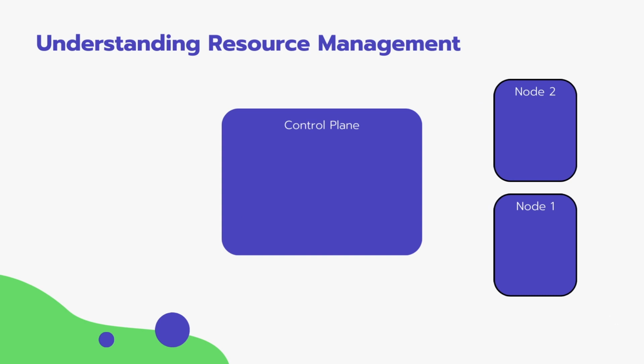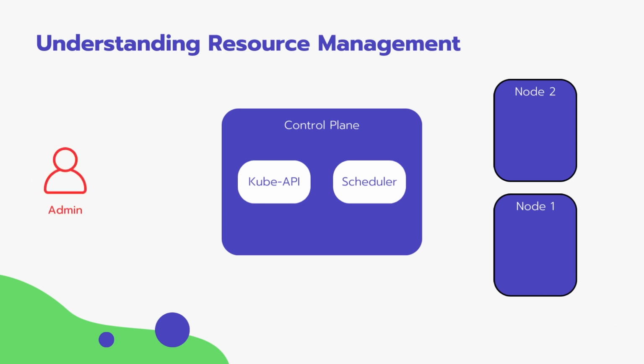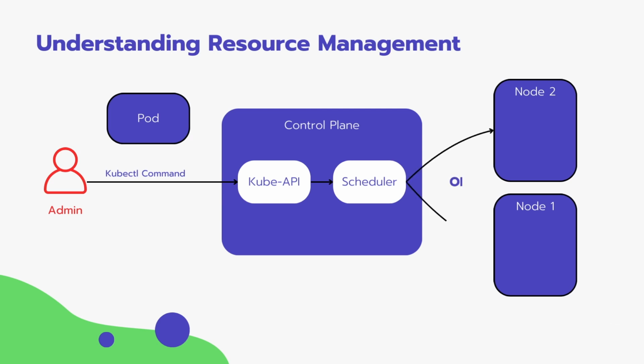So, let's first understand why we need resource management. As you can see, we have a control plane and two worker nodes, 1 and 2. Within the control plane, we have two components, Kube API and Scheduler. Now, for instance, let's assume that an admin wants to deploy a pod on one of these nodes. So what happens is that the request will first go to the Kube API through a command from the admin, and then the Kube API will forward it to the scheduler. From here onwards, the scheduler will decide where to place or run the pod, either on node 2 or node 1.